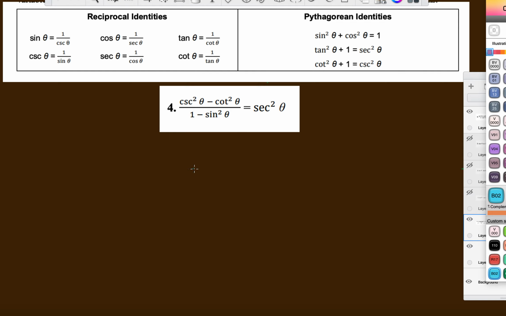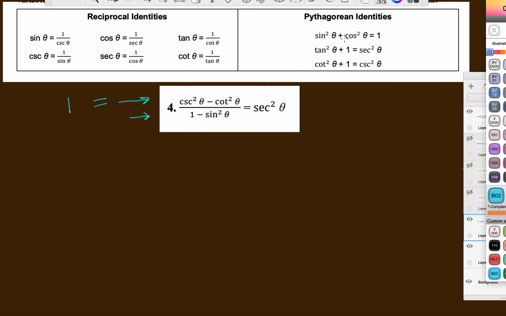I want you to see that these two values right here are both Pythagorean identities. We have this Pythagorean identity and this Pythagorean identity. All right? We have cosecant squared minus cotangent squared. And what happens? Cosecant squared minus cotangent squared is going to be equal to this 1 because we've subtracted cotangent squared from both sides of the equation. So this is equal to 1.